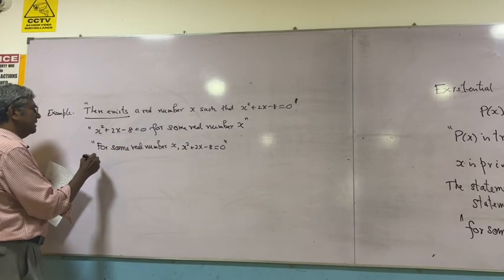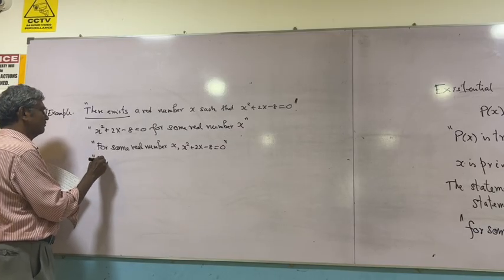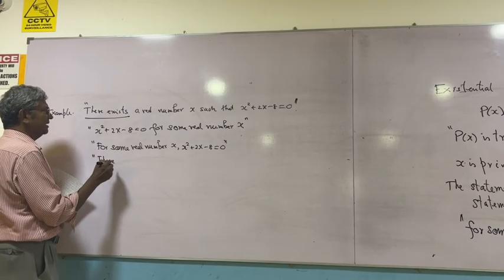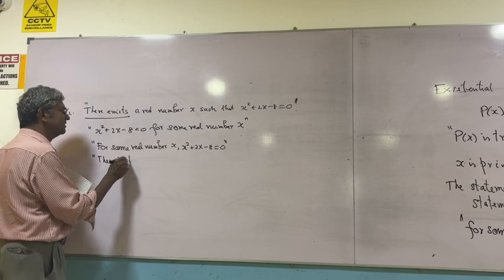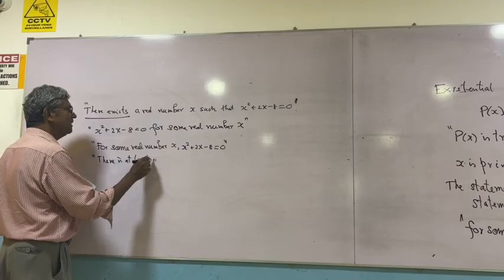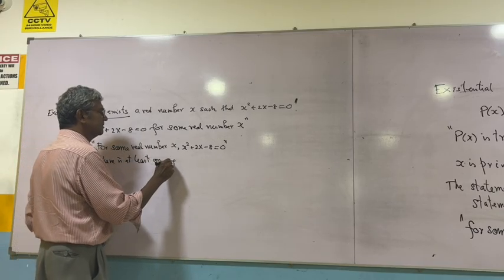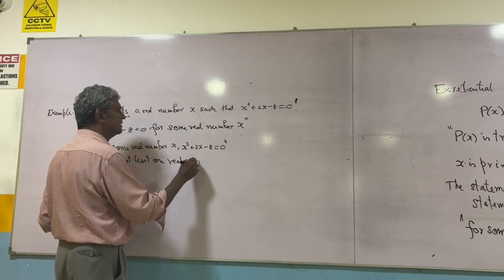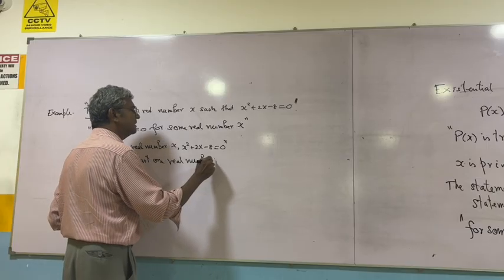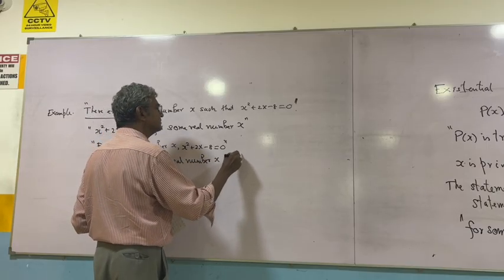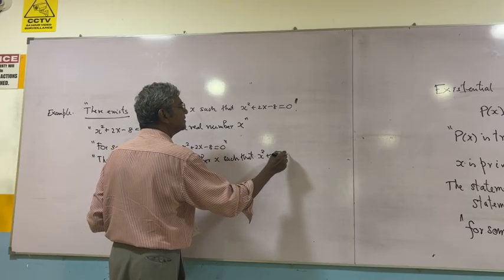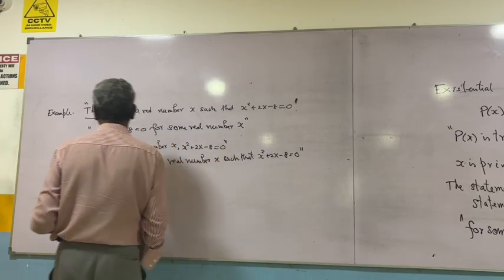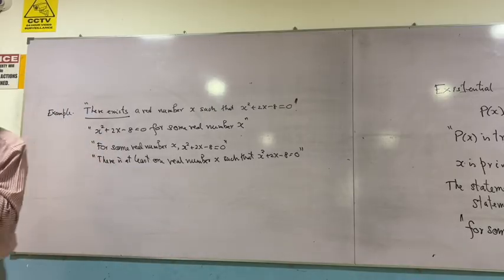Sometimes people write this way also: there is at least one real number x such that x squared plus 2x minus 8 is equal to 0. You need to just practice writing different ways.